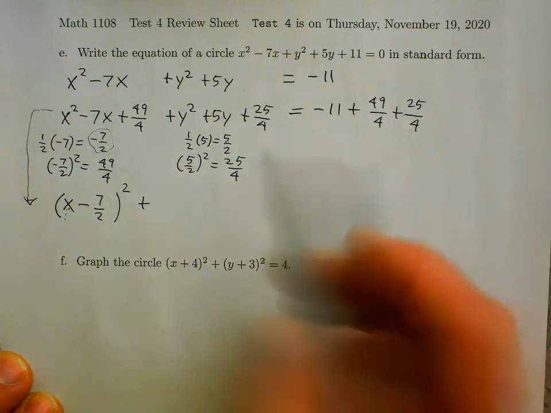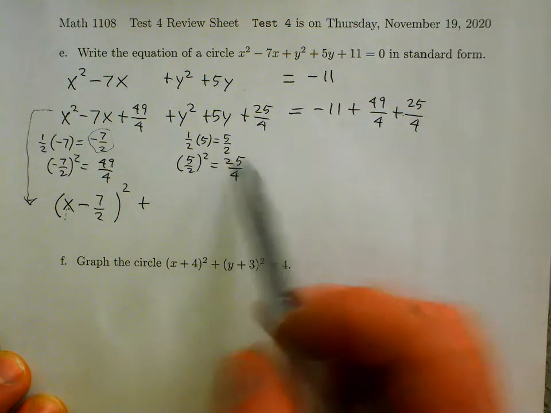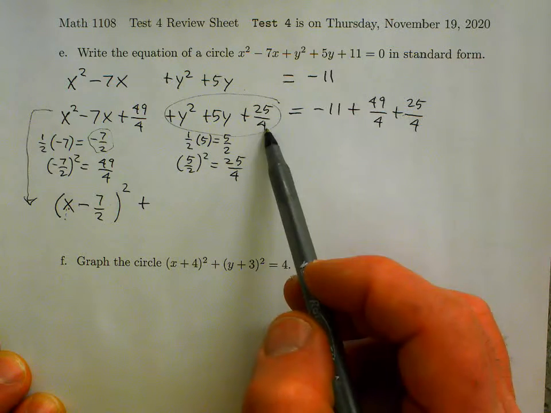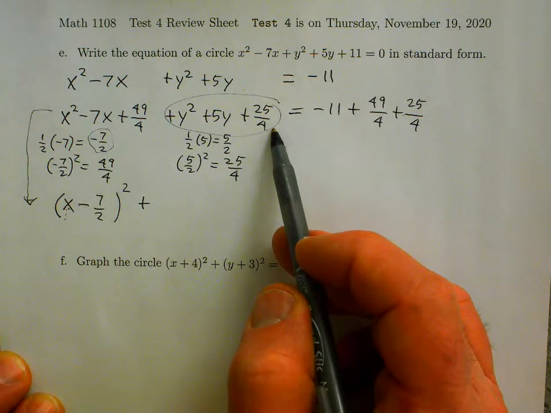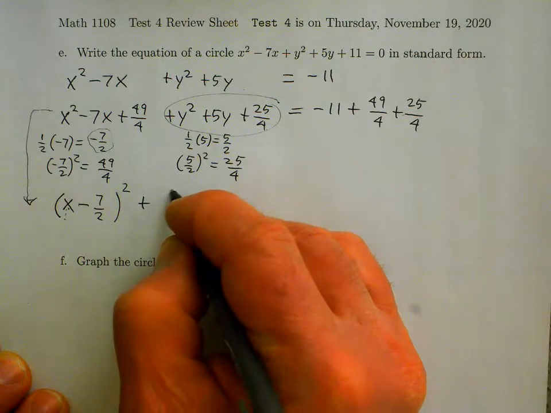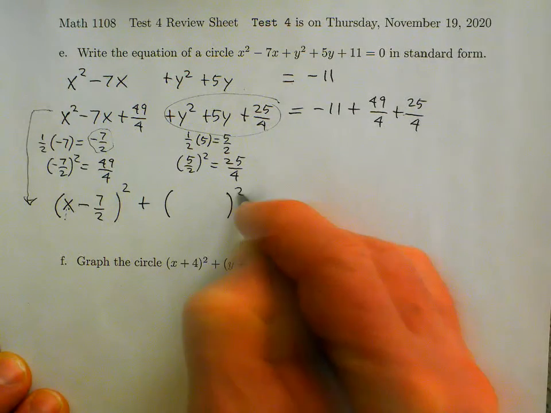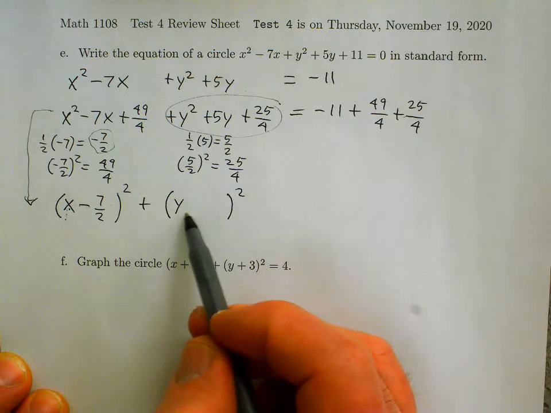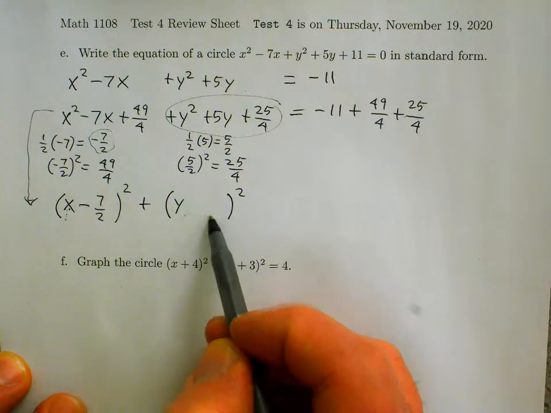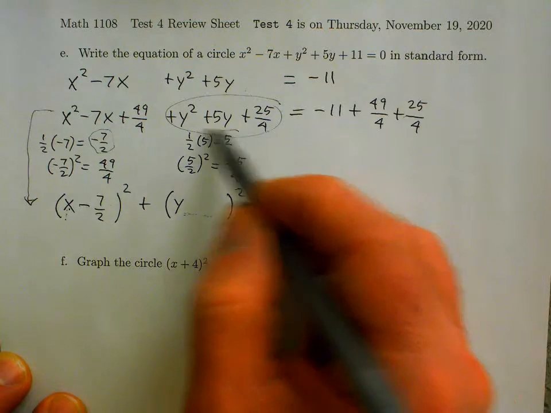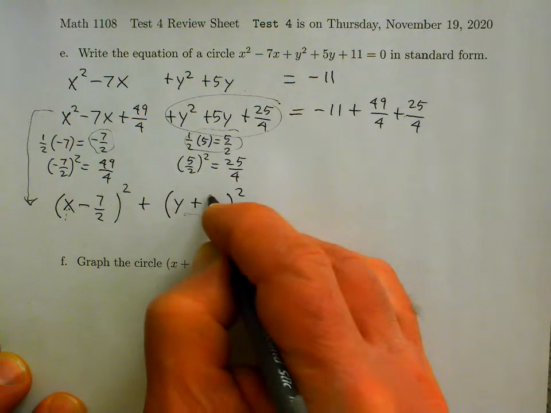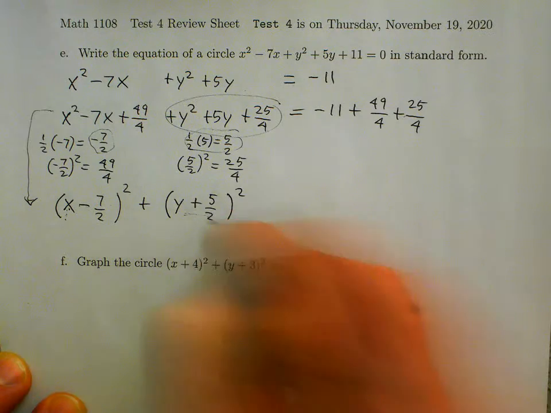And then for the other binomial, this time we have y squared plus 5y plus 25/4, which is a perfect square trinomial. So it's a binomial squared. We know the binomial has to have y. What follows y? The number that follows y is the same number we got when we took 1/2 of positive 5. So that means we're going to add y plus 5 halves.